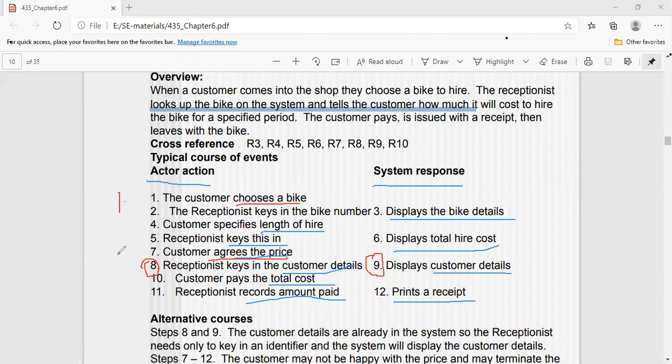And the second choice is that he may go out from the shop. In such a case, the eighth, ninth, 10th, 11th and 12th steps are not executed, isn't it? So these are the cases, the alternative courses with these actions. Clear?